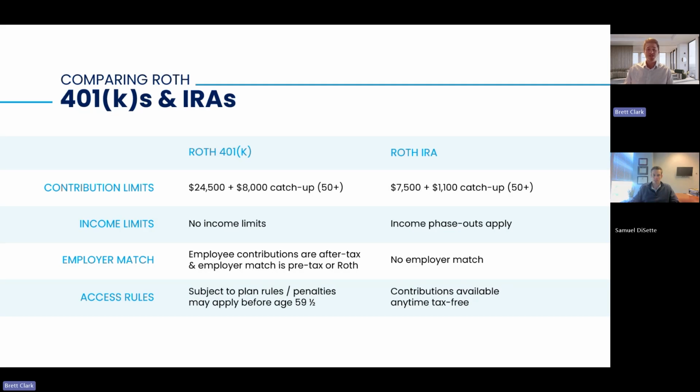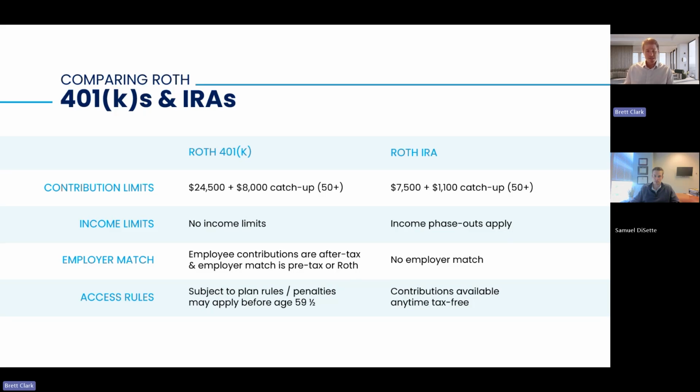Now, if you're ages 60 to 63, listen up. Your age group can make what they call a super catch-up, which is an additional $3,250 for the year, meaning your total catch-up will be $11,250 for 2026. A Roth IRA has a lower cap. It's just $7,500 for the year and an additional $1,100 catch-up for those 50 or older. Note that you or your spouse must have earned income in order to contribute to a Roth IRA.